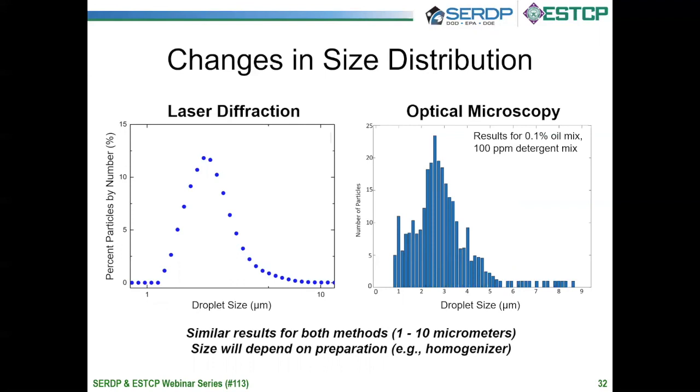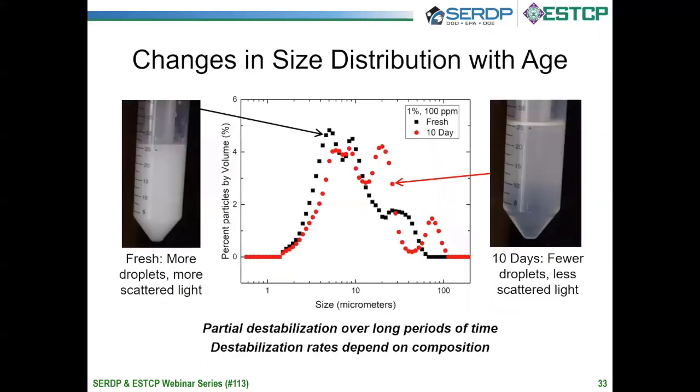So we use a Turrax homogenizer. We run it at tens of thousands of rotations, about 20,000 rotations per minute, into a certain amount of volume for a certain amount of time. And this is how we get our distributions. We then look at how the turbidity and the size distribution evolve with age.